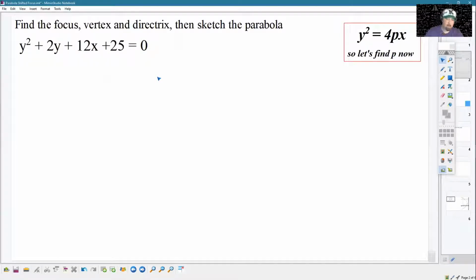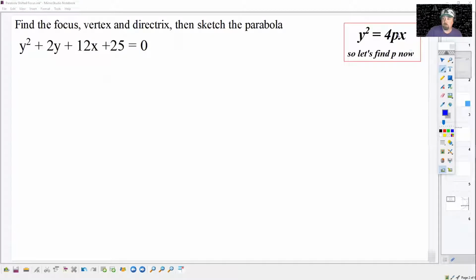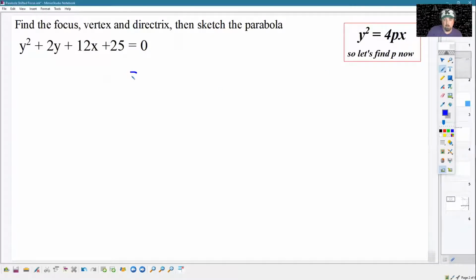So to deal with this, first off, let's get the stuff on either side of the equal sign where we know it's going to need to go. Notice that stuff with x needs to be over here on the right side. So let's do that first. We're going to move this stuff over here. So that's going to be negative 12x minus 25 when we move it over here. And this is going to stay y squared plus 2y.